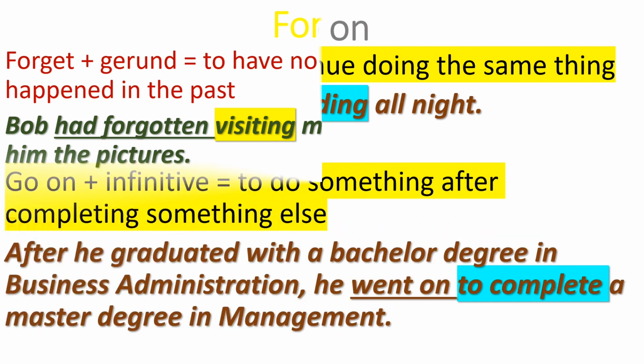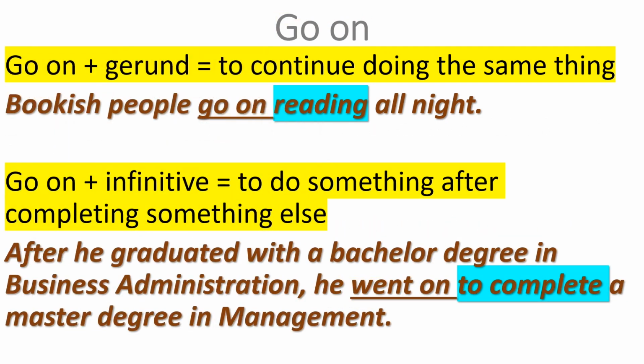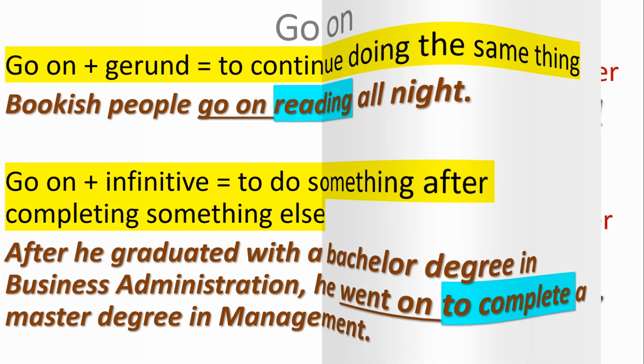Go on plus gerund, it means to continue doing the same thing. Bookish people go on reading all night. Go on plus infinitive is to move from one thing into another. After he graduated with a bachelor degree in business administration, he went on to complete a master's degree in management. It's something else.